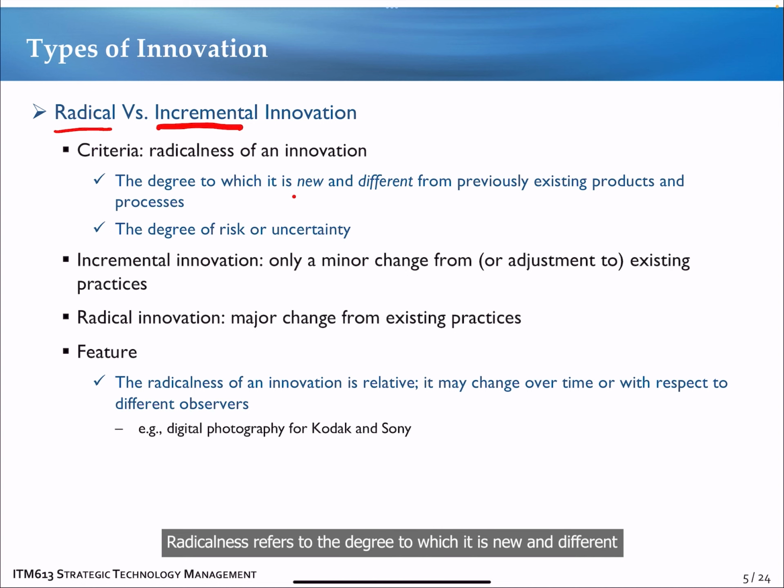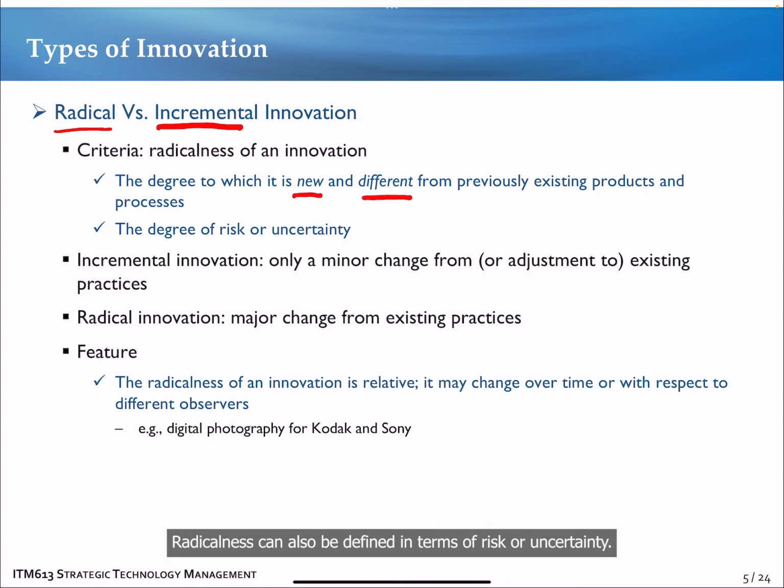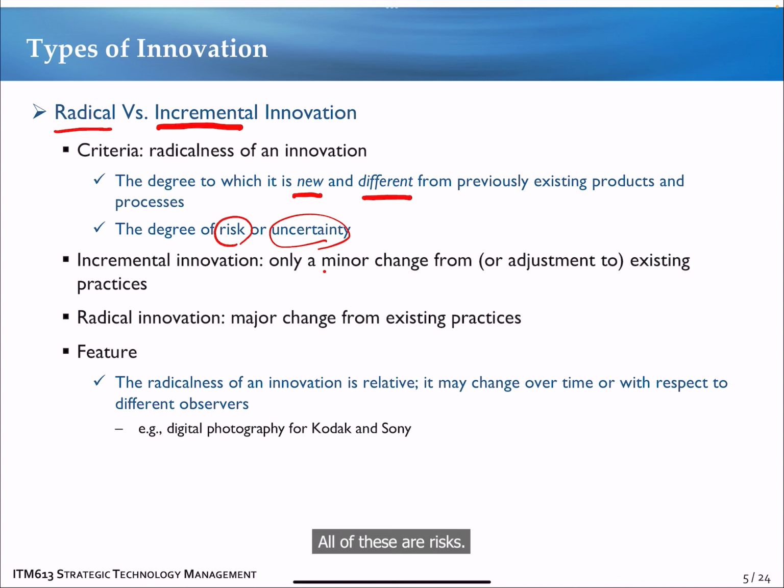Radical refers to the degree to which it is new and different from previously existing products and processes. Radicalism can also be defined in terms of risk or uncertainty. High risk, high uncertainty, high radicalism. When you say something is radical, it means it embodies new knowledge, which is unfamiliar to customers and suppliers. Thus, suppliers may not be able to produce components that are necessary to make the innovation. Also, customers may not like the new product. All of these are risks.